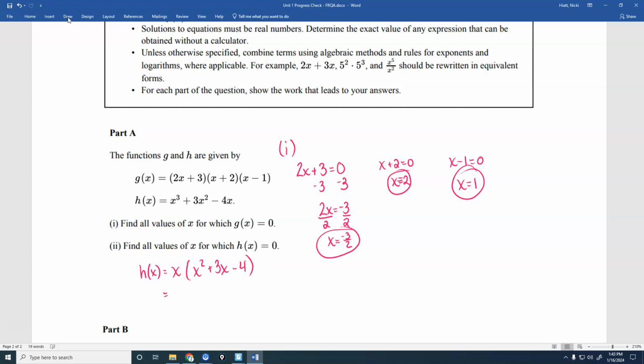And so that second part, x squared plus 3x minus 4, we would factor that into x times x, and then we'd have a positive 4, negative 1 for that. And so you're going to get x equals 0, x equals negative 4, and x equals positive 1 for that.